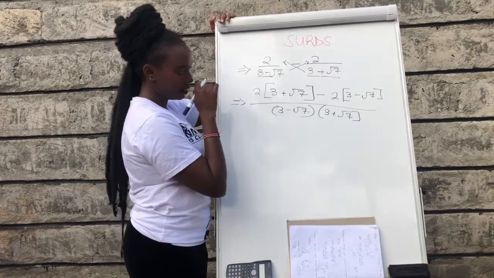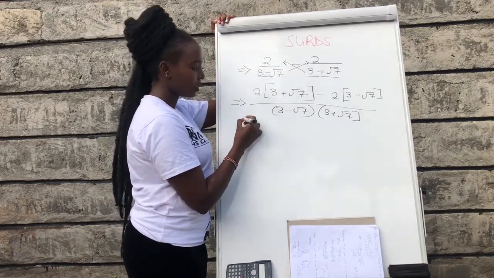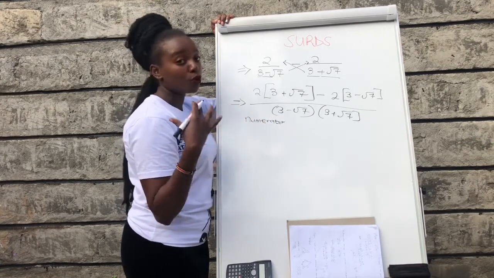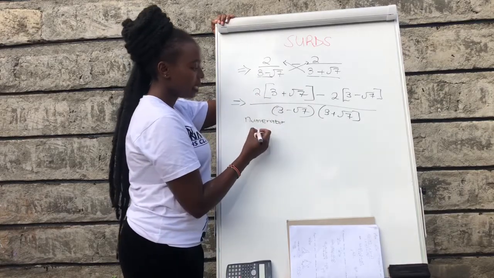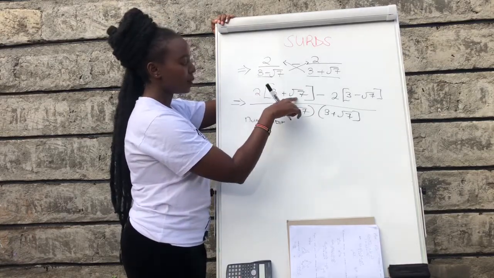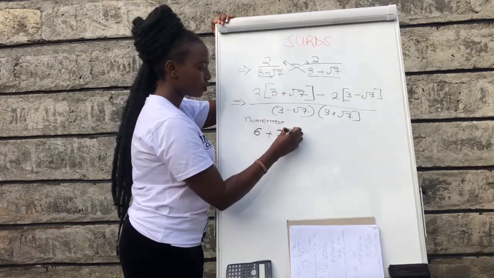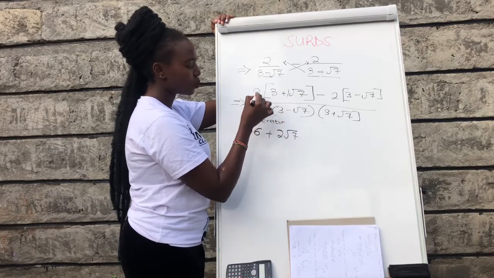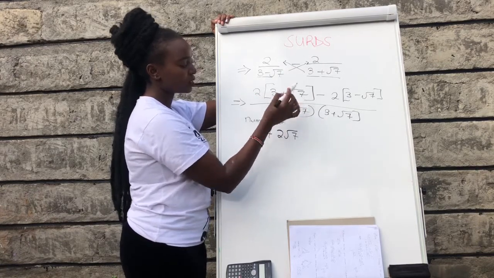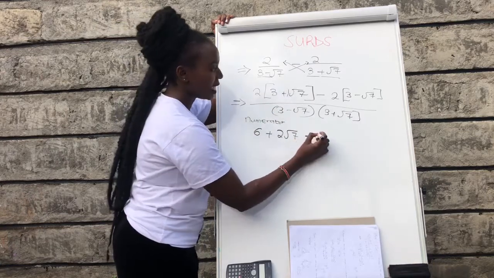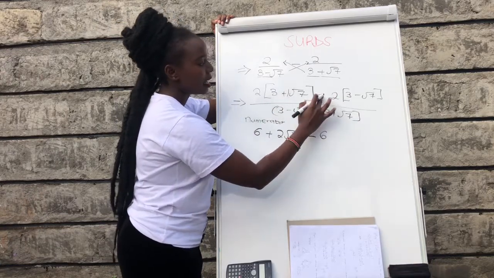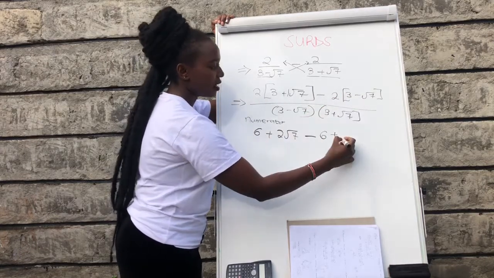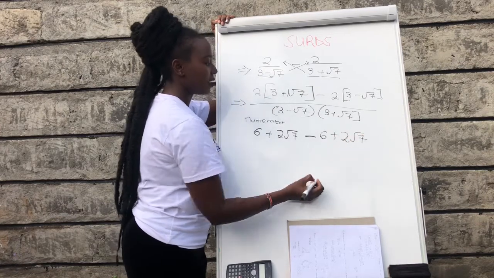When opening it, like I always encourage students, you can start with the numerator, then you go to the denominator, for you not to confuse. So 2 multiplied by 3 becomes 6. 2 multiplied by root 7 becomes 2 root 7, because you multiply the outside 2 times 1, and then the root is alone, so root 7. Then minus 2 times 3 is 6, negative and negative becomes a positive sign. Then 2 times root 7 becomes 2 root 7.